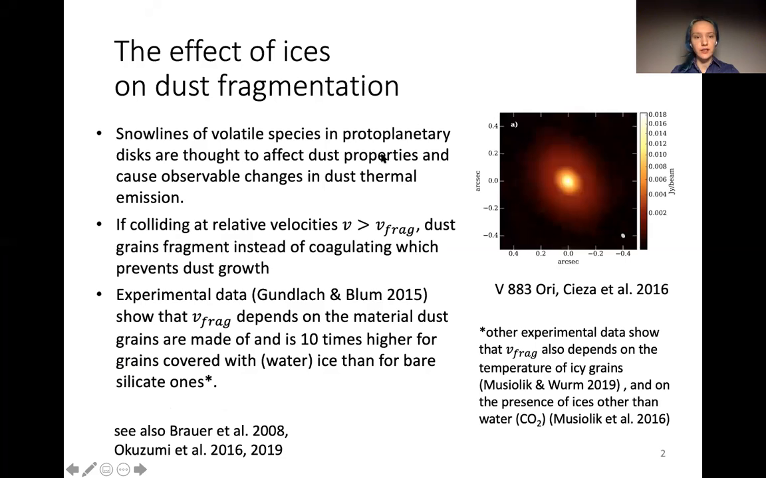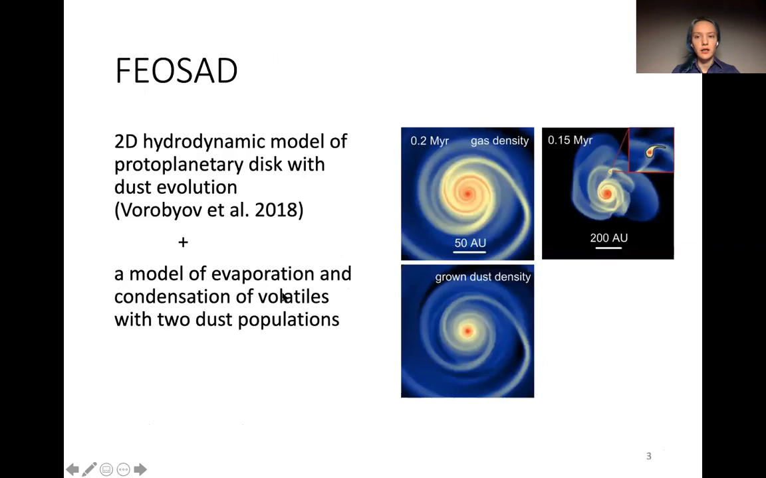Apart from dust grains and gas, protoplanetary disks also contain ices. These ices are thought to affect dust properties and even cause observable changes in dust distributions and emission. Laboratory studies show that the presence of ice mantles on dust grains can make them less fragile and, in fact, increase their fragmentation velocity. We wanted to consider this effect using a 2D hydrodynamic model called FEOSAD, which considers the evolution of protoplanetary disks since the very collapse of the cloud and also includes dust evolution.